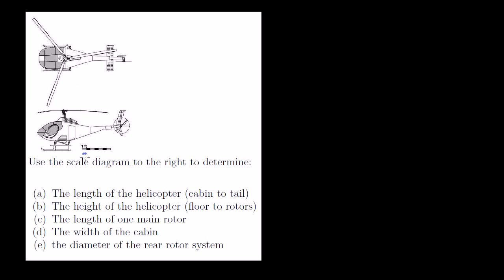And this whole distance right there is equivalent to 1, 2, 3, 4, 5, 6, 7 feet. Did I get that right? 1, 2, 3, 4, 5, 6, 7. So this thing is equal to 7 feet. So given that, let's try to answer their questions. The first one, the length of the helicopter. That's from cabin to tail, that distance right there. Let's see how many of these things it is.